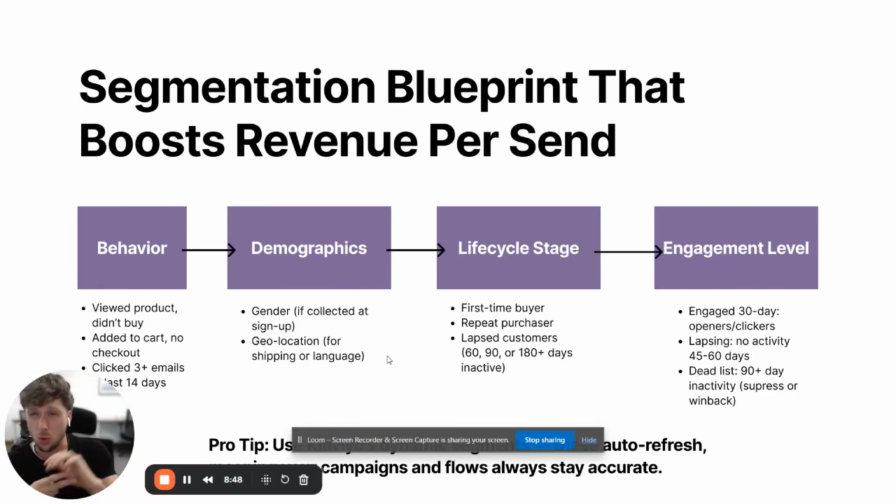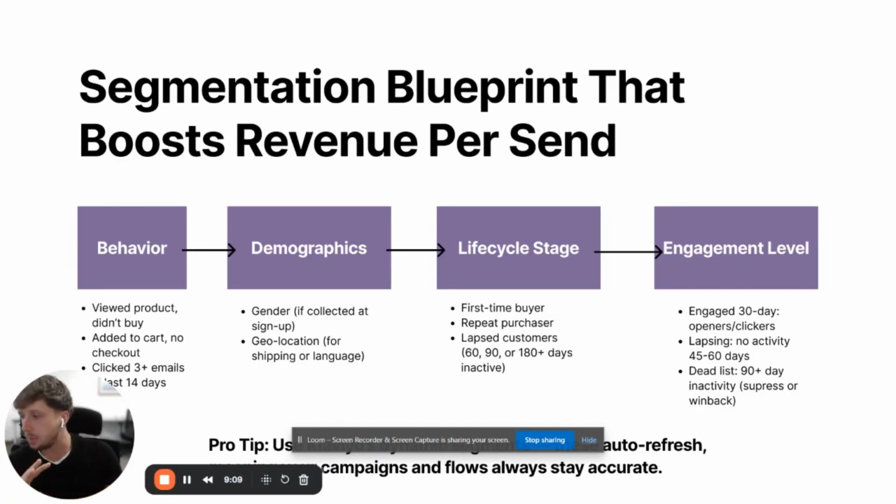Geolocation. This is usually for shipping or language, or if you're a furniture brand with showrooms where people can visit in store, you want to make sure you say, hey, if you live in New York, we're near you, go check us out. And you can geo-target these people with your emails as well.